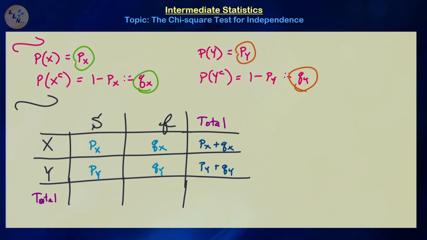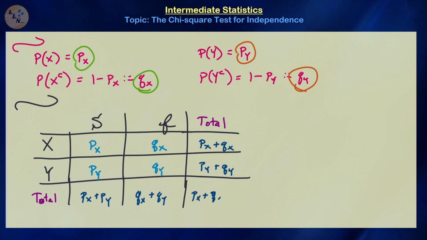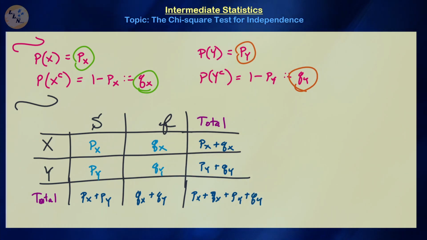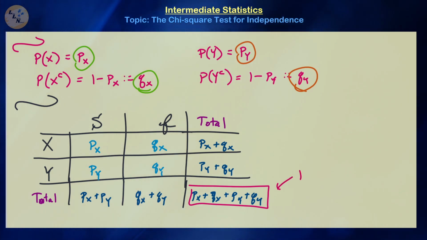And the probability of success occurring, so that either could occur via x or via y, that's going to be equal to px plus py. The probability of failure occurring, regardless of the event, that's going to be equal to qx plus qy. And the probability of any outcome occurring, that's going to be equal to px plus qx plus py plus qy. So that's going to be the grand total of all of the values in this particular box. So this sort of corresponds to the probability of the sample space. So those are sort of synonymous here.